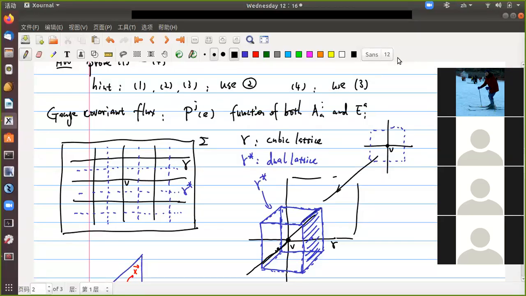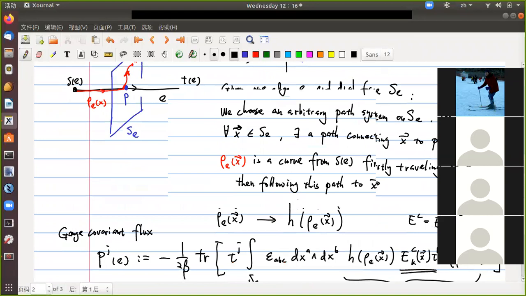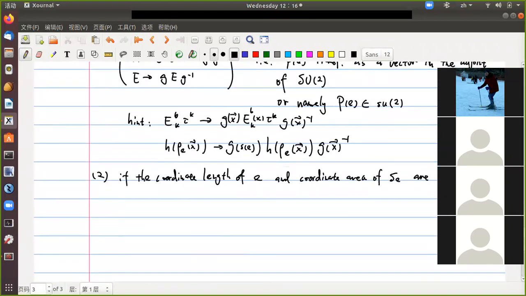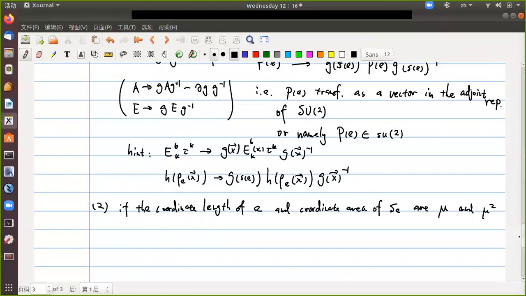So because we can build a coordinate on the surface sigma, and we can even adapt the lattice on this coordinate, definitely we can define a coordinate length. Of course the coordinate length depends on coordinate, but once we have a coordinate, we can compute the length of all the edges and also the area of the surface, because we know the coordinate length. Of course, this will depend on coordinate, but we can have those parameters, mu and mu square.